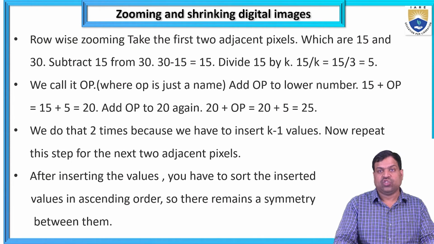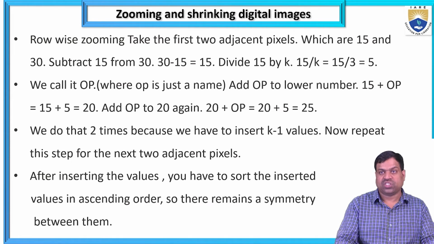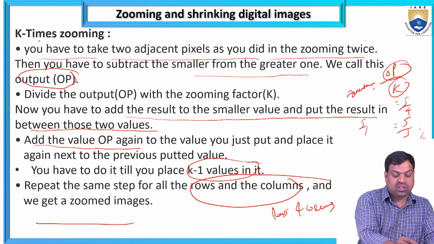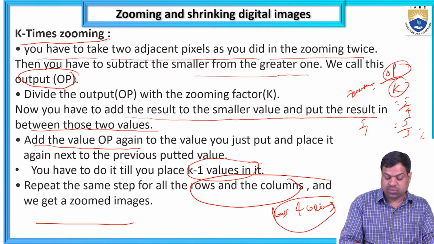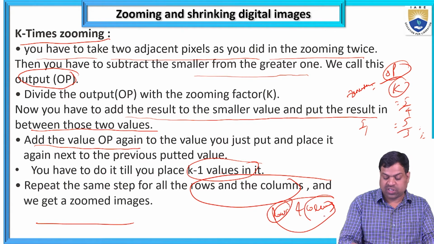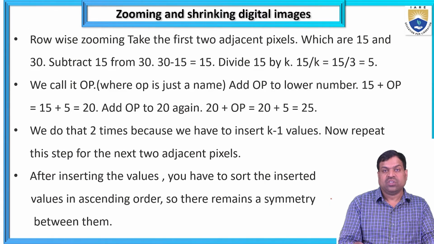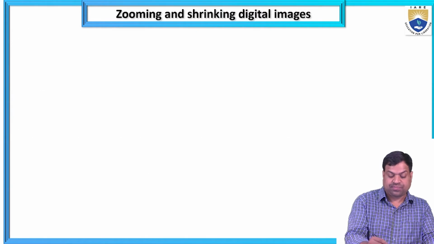And row wise zooming takes the first 2 adjacent pixels. So I am taking it row wise, where k times are there. How are we doing the rows and columns method? First I am taking the rows, then going for the columns. So how we change the rows and how we change the columns. Row wise zooming.